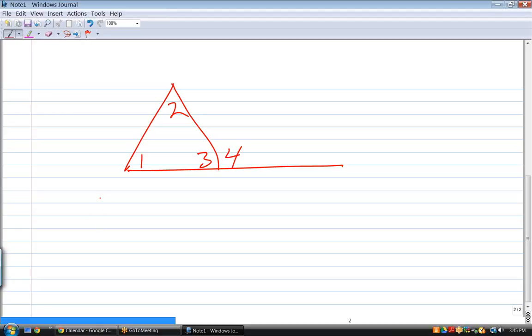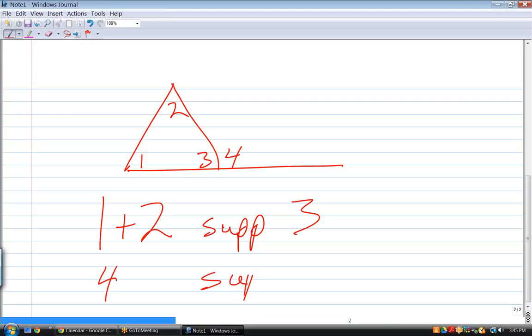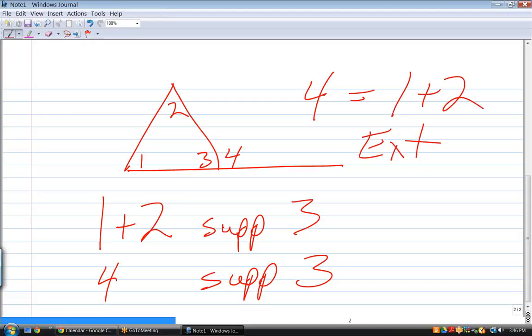Notice what we have here. Let me work you through this logic. 1 plus 2 is supplementary to 3, correct? Mm-hmm. 4 is supplementary to 3. What has to be true between 4 and 1 and 2? 1 and 2 are equal to 4. 4 is equal to 1 plus 2. That's called the exterior angle theorem.